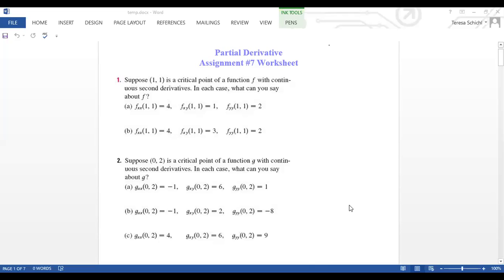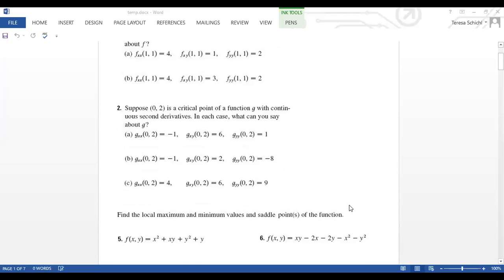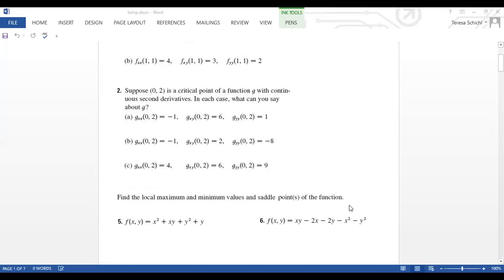The first pages of the problems are very mechanical type of problems. I want you to find whether they have a maximum value, local max, local min, or a saddle point. So basically, you just plug the numbers into the D, right? D is equal to f_xx times f_yy minus f_xy squared. And then you use the criteria to decide.